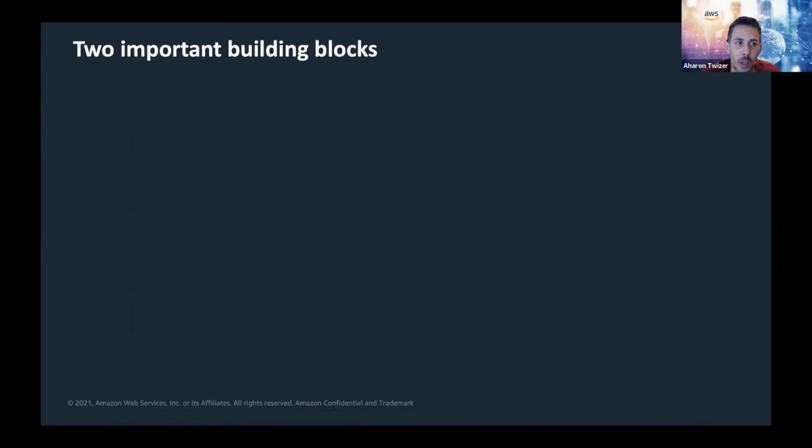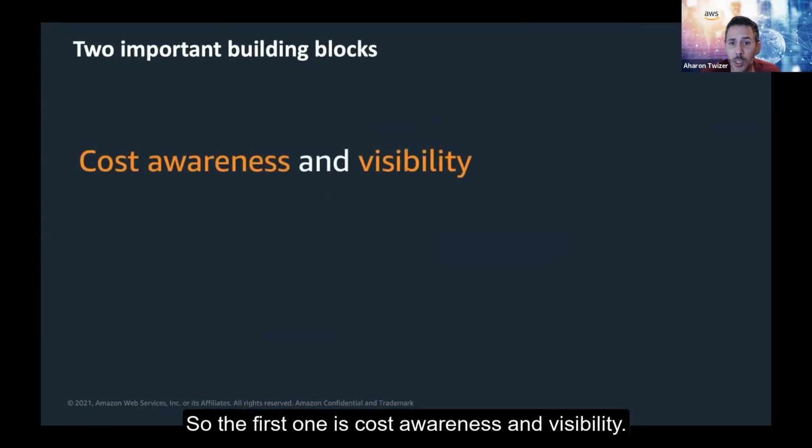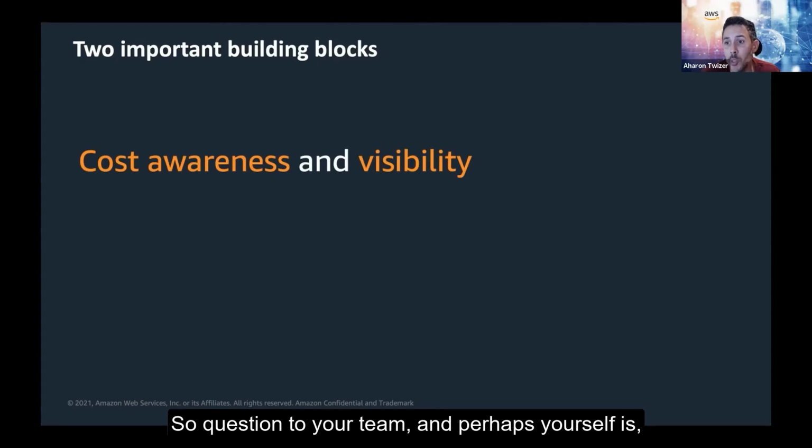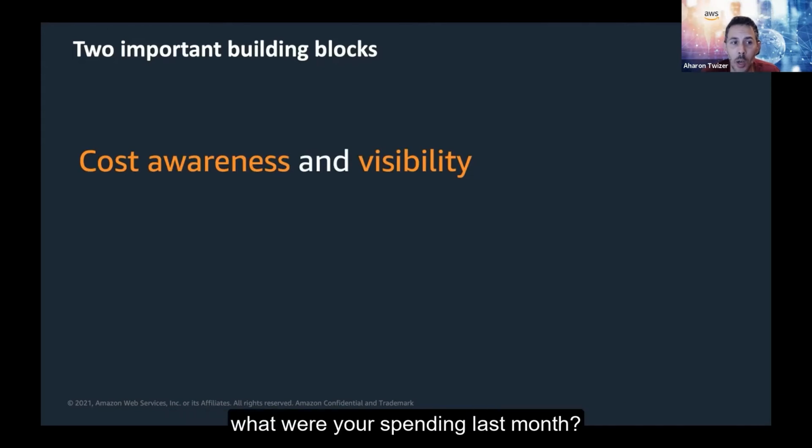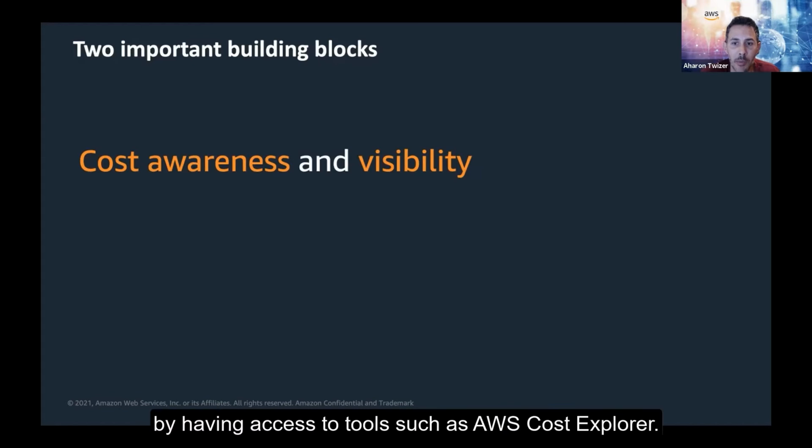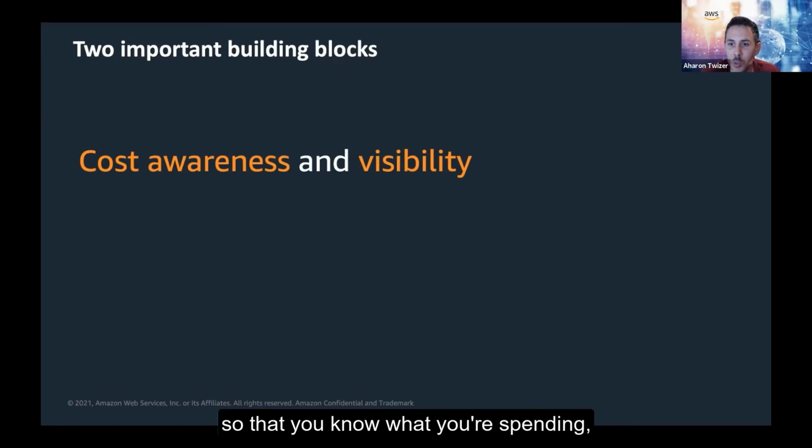blocks. The first one is cost awareness and visibility. The question to your team, and perhaps yourself, is: do you know what you were spending last month? If the answer is no, then it is most likely you can benefit by having access to tools such as AWS Cost Explorer. This will provide you with information so that you know what you're spending, how it changes over time, and provides accountability on those spendings.